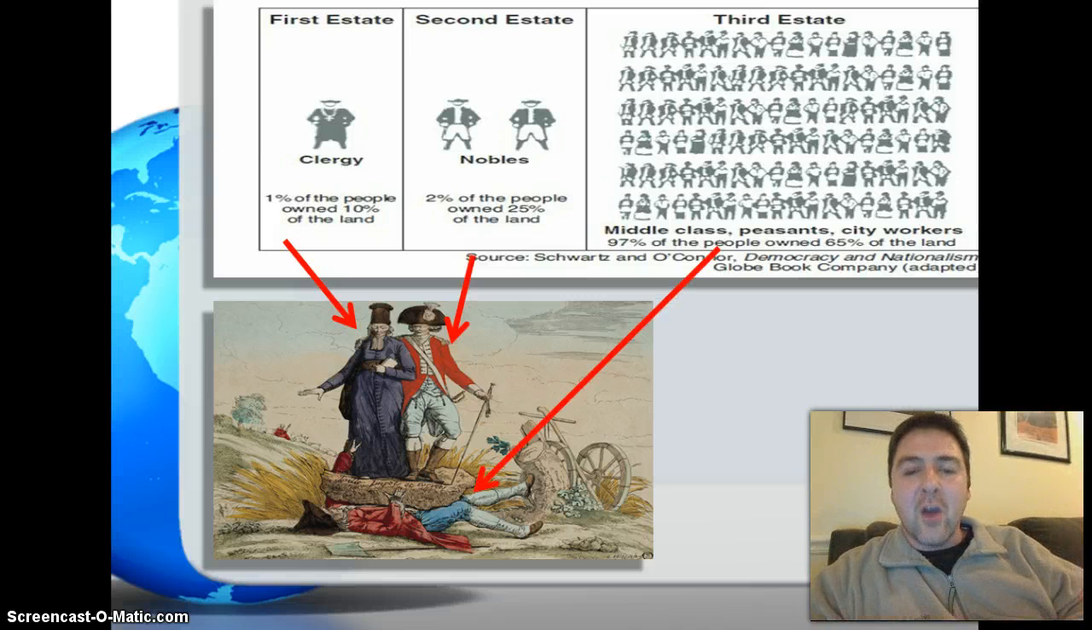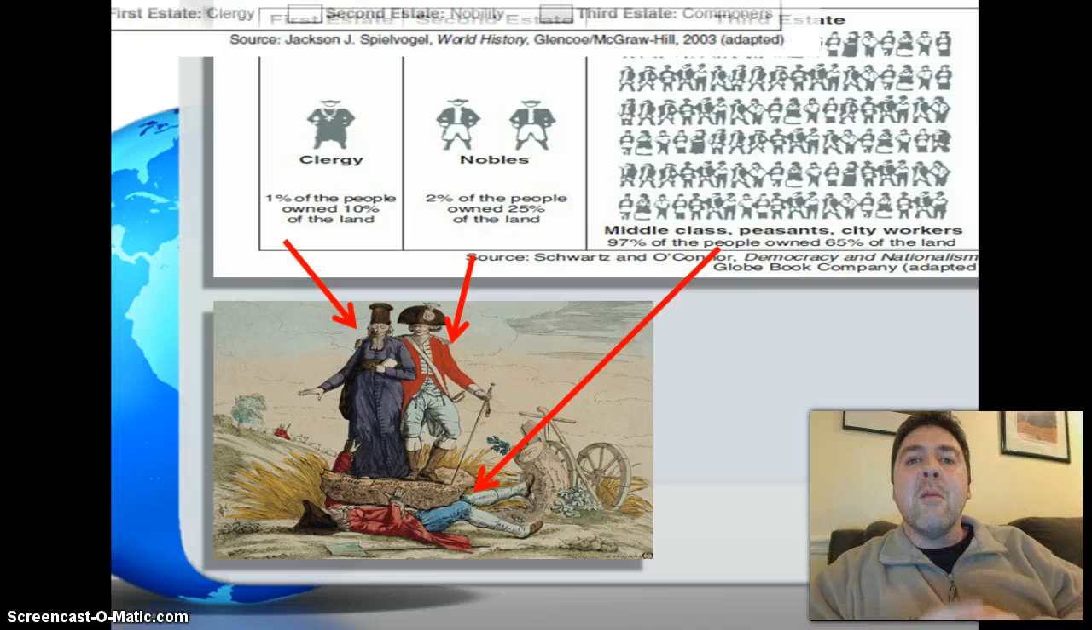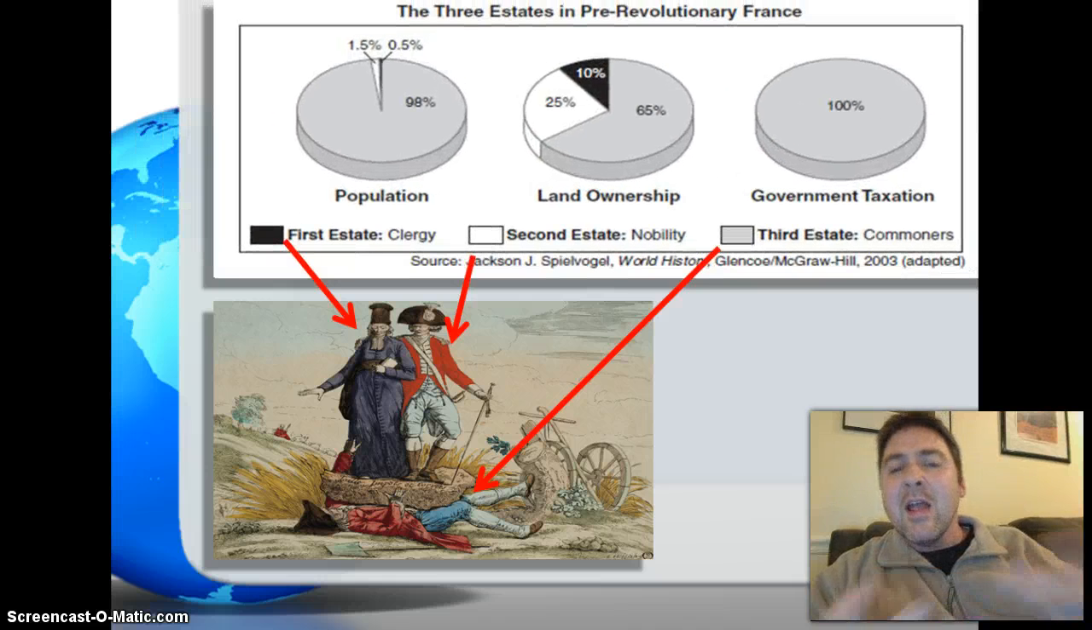And as we see in the cartoon, this leads the third estate to a feeling of being crushed and oppressed by the first and second estate. That feeling is made even stronger by the fact that the third estate paid all the taxes. The first and second estate were exempt. They didn't have to pay the taxes.